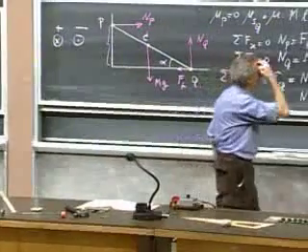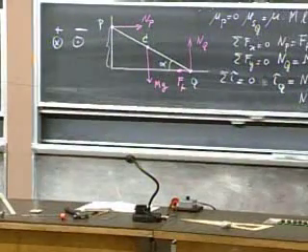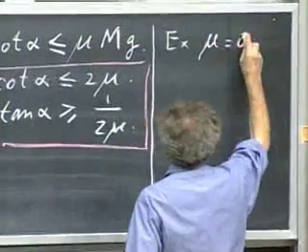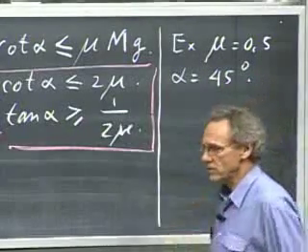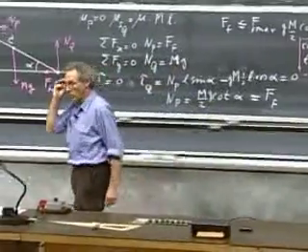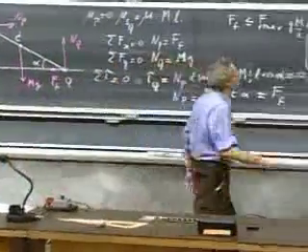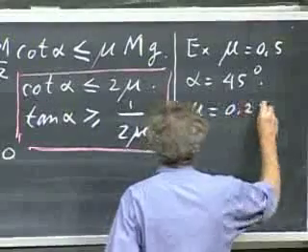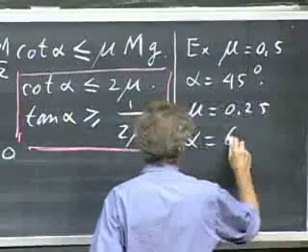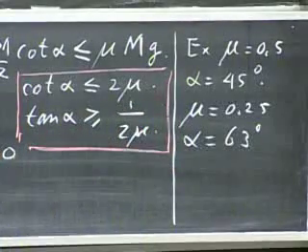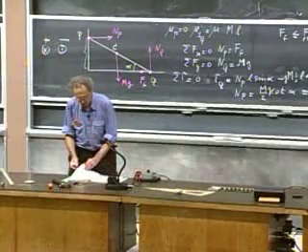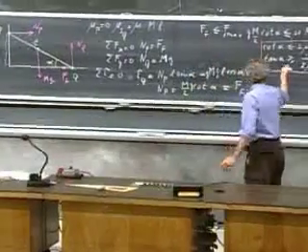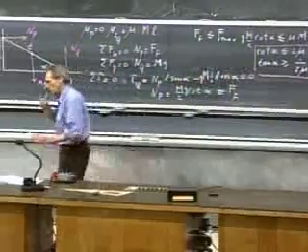If we take some numerical examples, for instance, I take mu equals 0.5, then alpha would be 45 degrees. And if the angle is any less, then it will slide. If you take mu is 0.25, then the critical angle where it will start to slide, I think, is somewhere near 63 degrees. But you can check that for yourself. So the angle has to be larger than that number for the ladder to be stable. This result is very intuitive, namely that if the angle is too small, the ladder starts to slide.